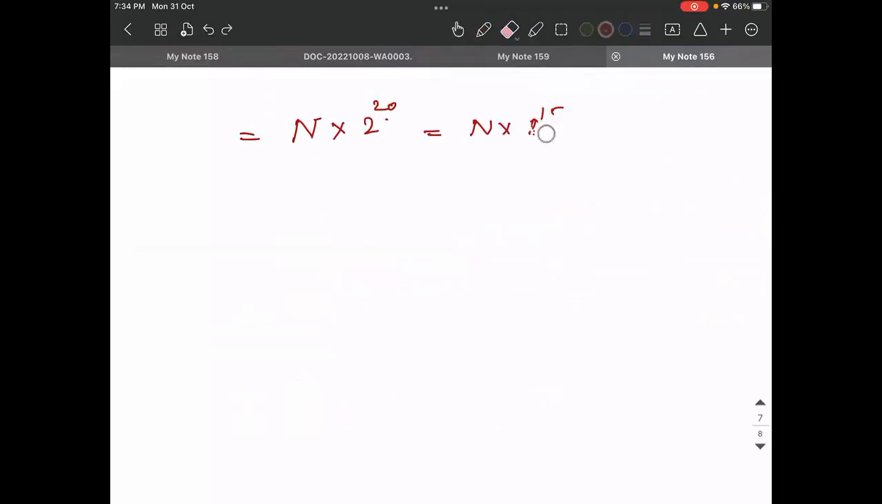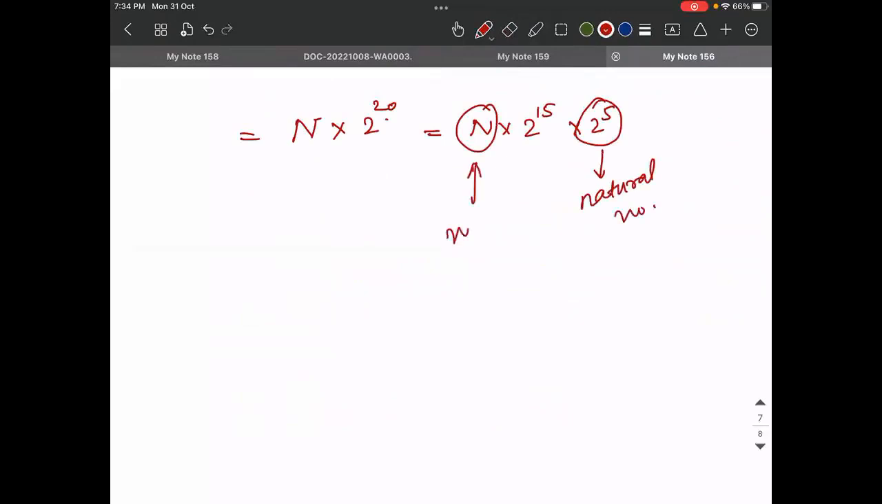Let me erase this. Something is wrong with the board. 2 to the power of 15 multiplied by 2 to the power of 5. Can we write like this? So again, I'm writing, combining these two. If you multiply, this is also a natural number. This is also a natural number. Product of two natural numbers is what? Another natural number. So let's say that natural number is q, some natural number, into 2 to the power of 15.